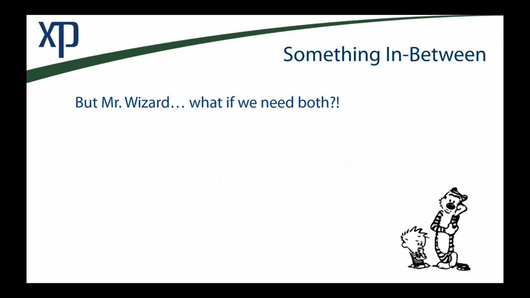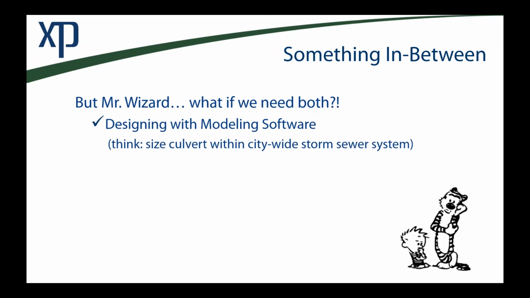Well, what if we need both, right? What if something is kind of in between? So yes, we do this quite regularly, as people mentioned in the poll. They feel like they do this all the time. So can you design with modeling software? Yes. So think of, you have a citywide, very complex storm sewer system, and you find a couple hot spots, I might say. So maybe you want to upsize a couple pipes, but it's all interrelated, right?